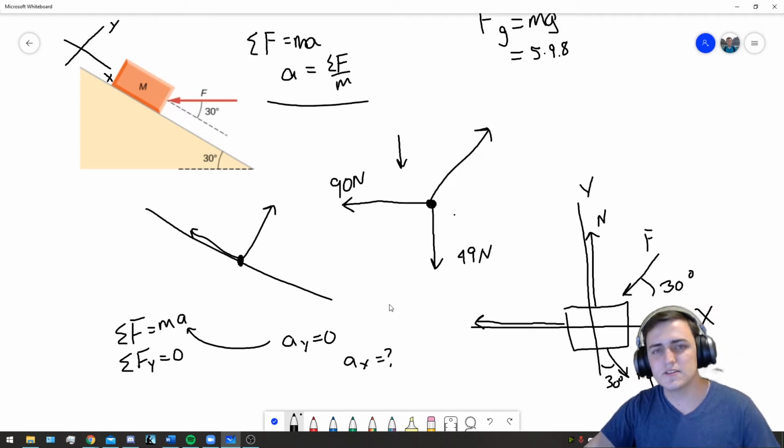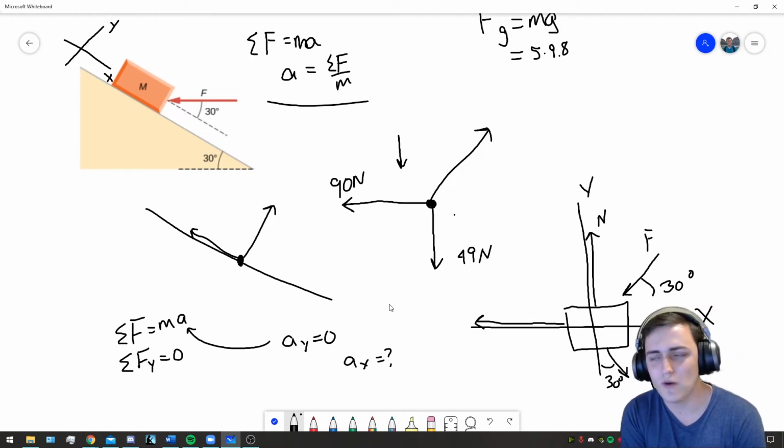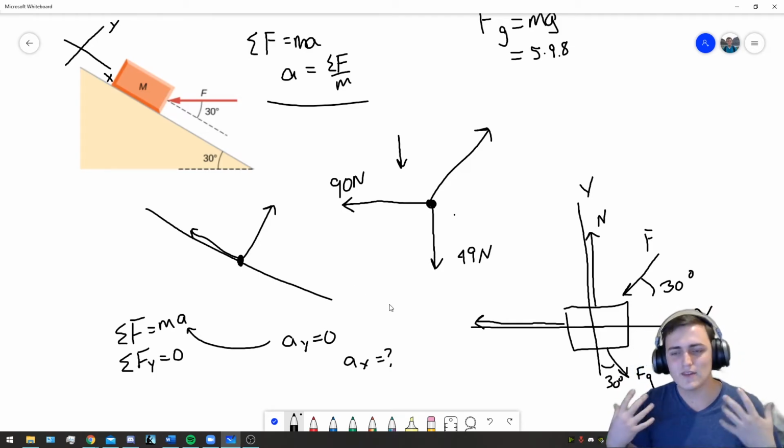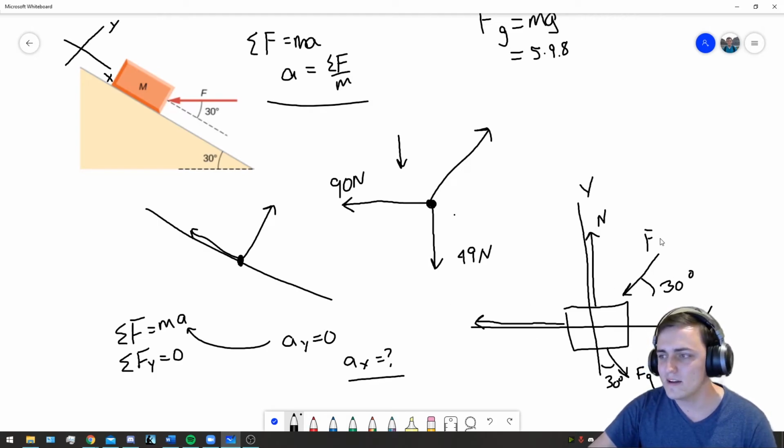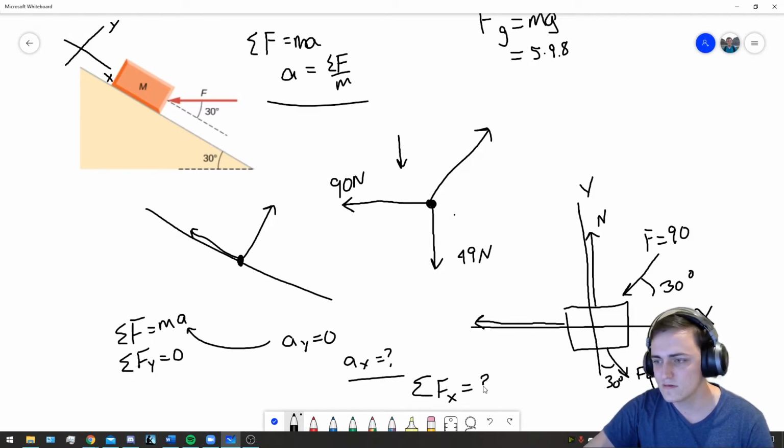And so since this object has no motion in the y-axis, we can say that the net force in the y direction is 0. And that leaves us to only evaluate the x direction. And we know the magnitude of F to be 90, and the magnitude of FG to be 45. So let's just try and find the net force in the x direction.